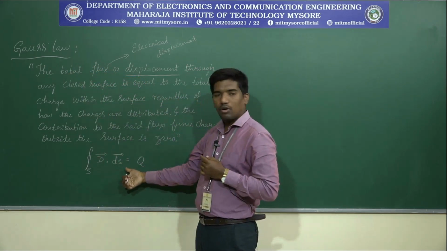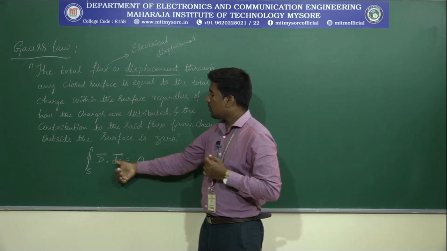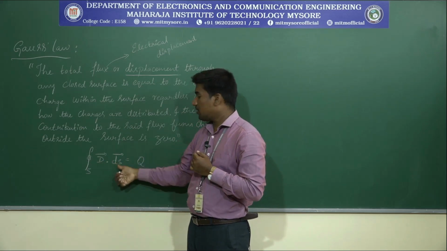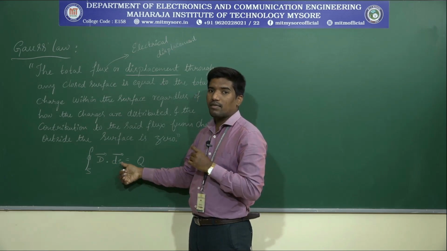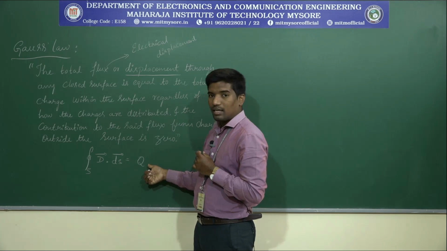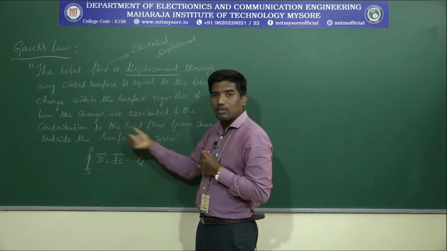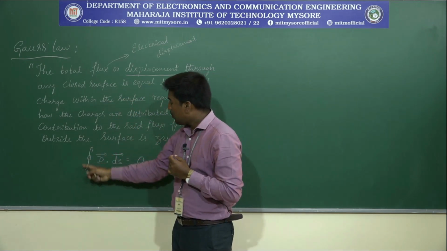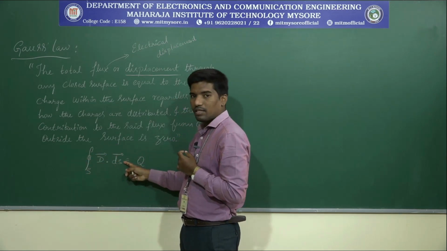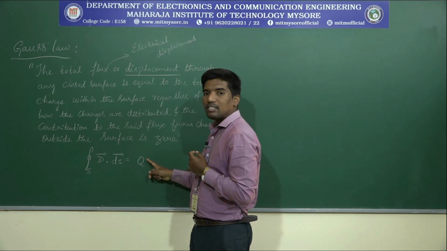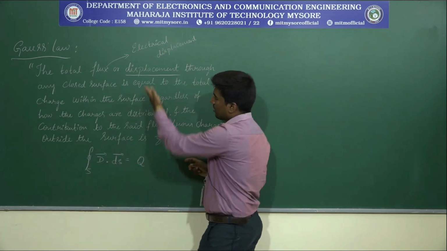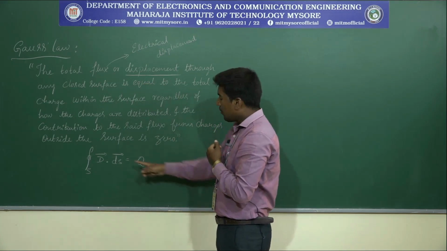This is the mathematical model we need to derive for Gauss law, where D is the electric flux density, ds is the unit surface area vector, and it is equal to Q. What is Q? Q is the charge present within that closed surface area. The total flux within the closed surface is equivalent to the charge present within that closed surface area. This is what Gauss law says, that is the statement. We need to derive this.